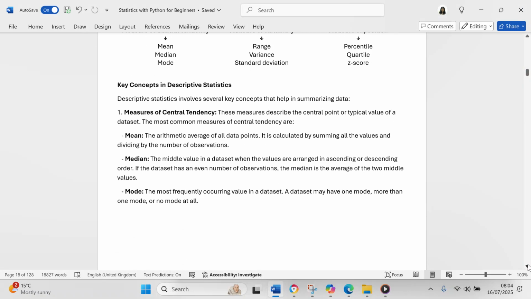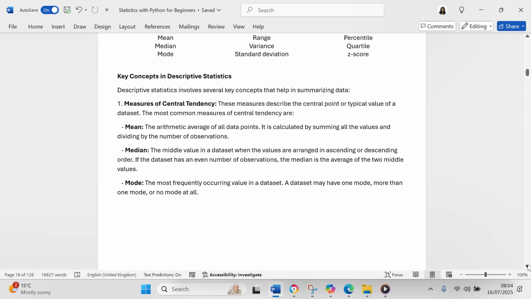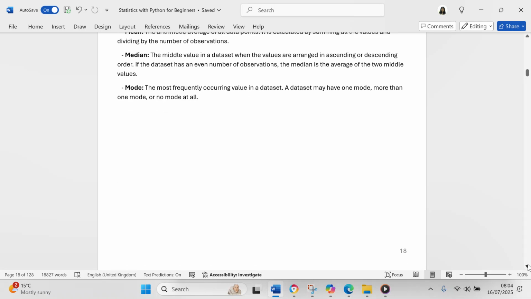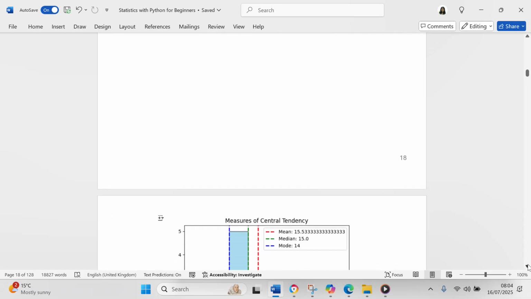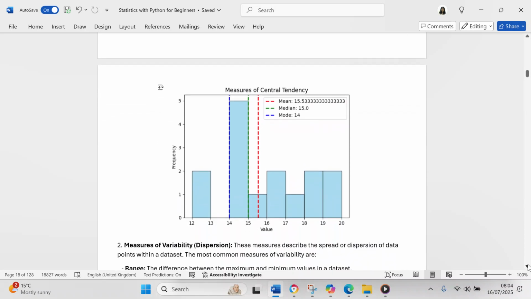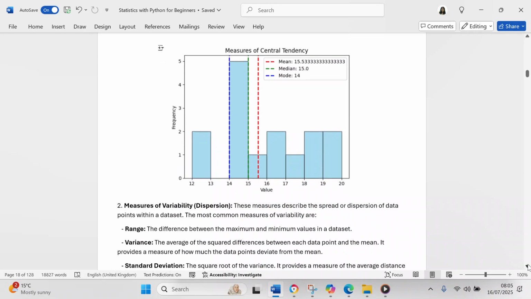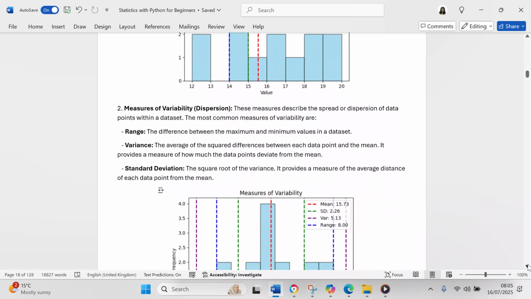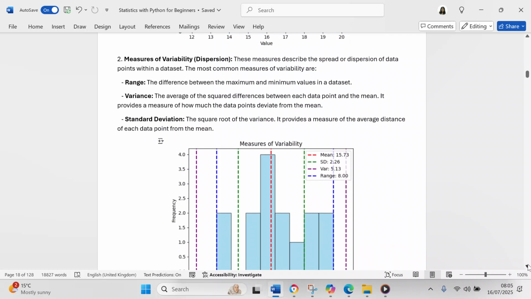So the measure of central tendency, which we've already talked about, describes the central point or typical value of a data set. The most common measures of central tendency are mean, median, and mode, which I've already discussed. And so here's a picture of your measure of central tendency that gives you your mean, which is in red, your median, which is in green, and your mode, which is in blue, because the mode is the most commonly used one.